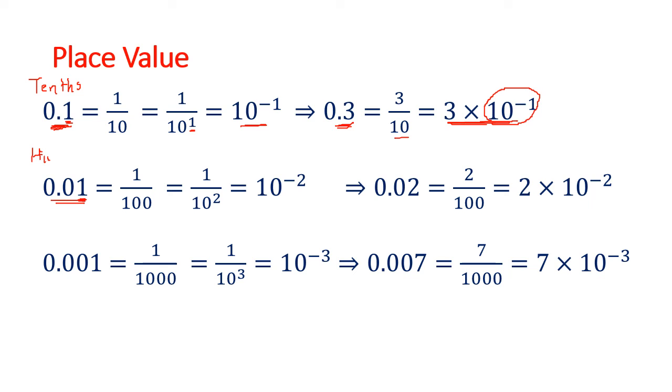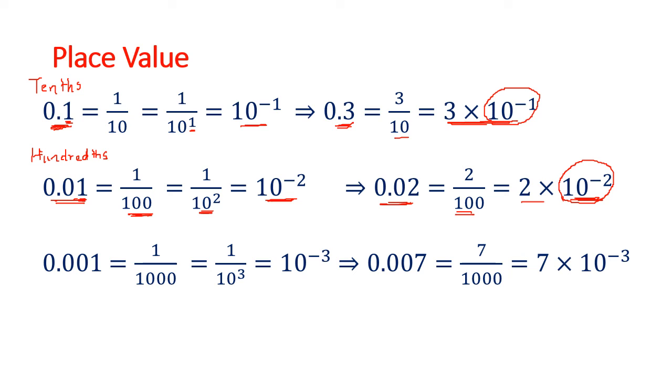The second digit after the decimal is called the hundredths digit. 0.01 is 1 upon 100. Now what is 100? It is written as 10 to the power 2, that is 10 times 10, so 10 squared. So this becomes 10 raised to minus 2. So 0.02 is 2 upon 100, or 2 into 10 raised to minus 2. 10 raised to minus 2 means this is the second digit after the decimal.